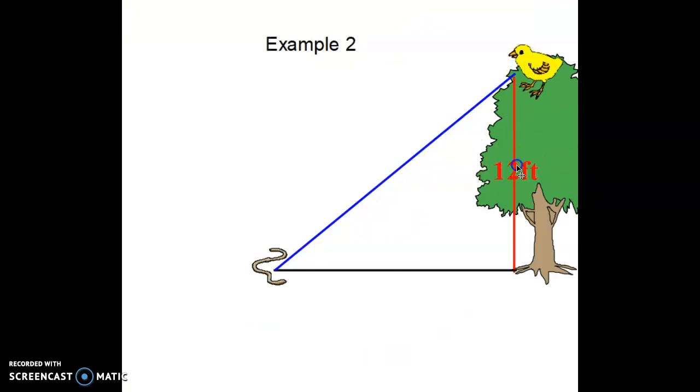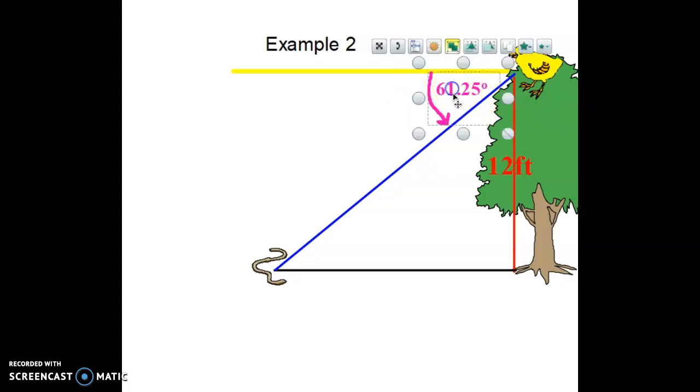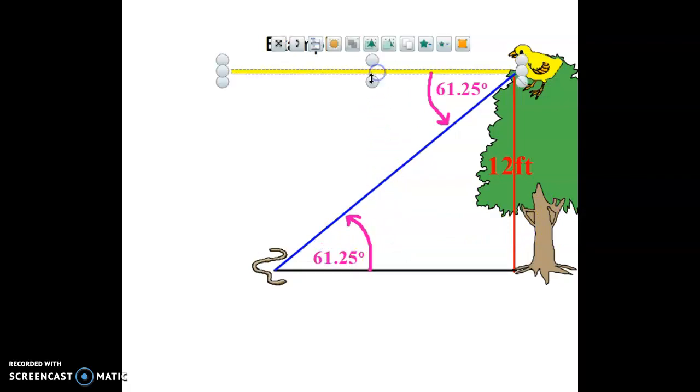Okay, so on our second problem here, we have a bird in a tree, and that happens to be 12 feet off the ground. And it says that we have an angle of depression. Well, we need to draw a horizontal line. And remember, that angle of depression is from the horizontal down. By the way, if this is 61.25, then by alternating interior angles, because these are parallel lines cut by this transversal, we know that this angle down here is also 61.25.